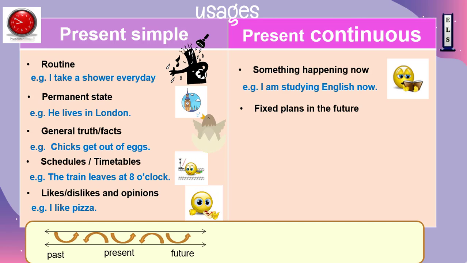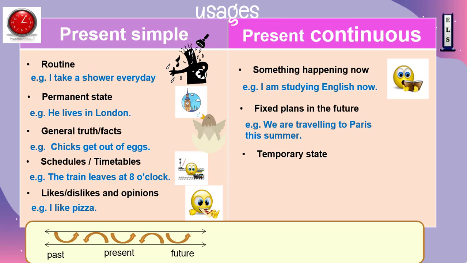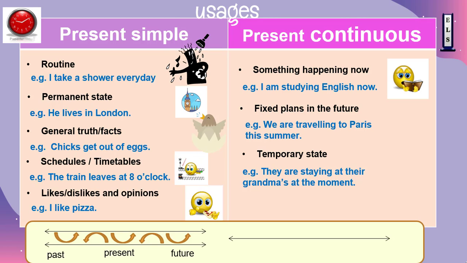Also, we use the present continuous when we talk about fixed plans in the future. For example, we are traveling to Paris this summer. We have already agreed that we are going to travel to this place this summer. In addition, we use the present continuous when we talk about a temporary state, something that is only happening temporarily. It's not permanent for a long time. For example, they are staying at their grandma's at the moment. They already live with their parents and stay every day at their house, but only at the moment they are staying at their grandma's.